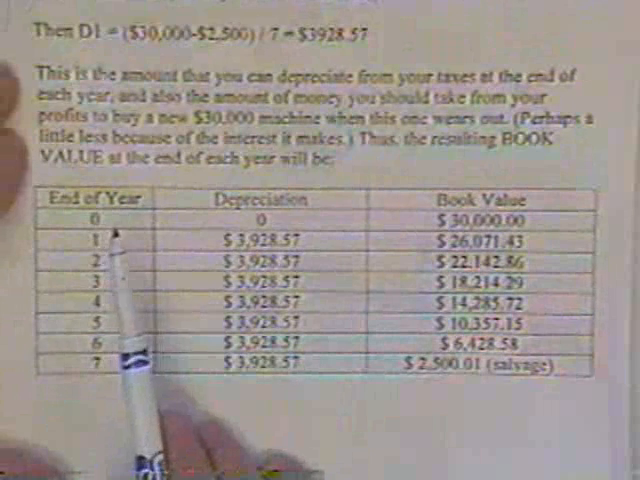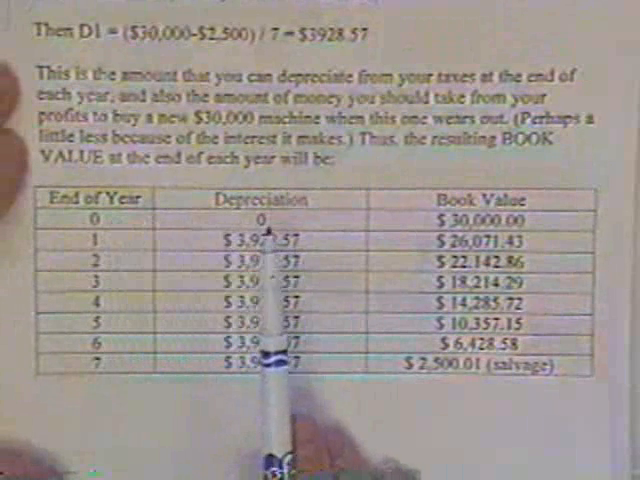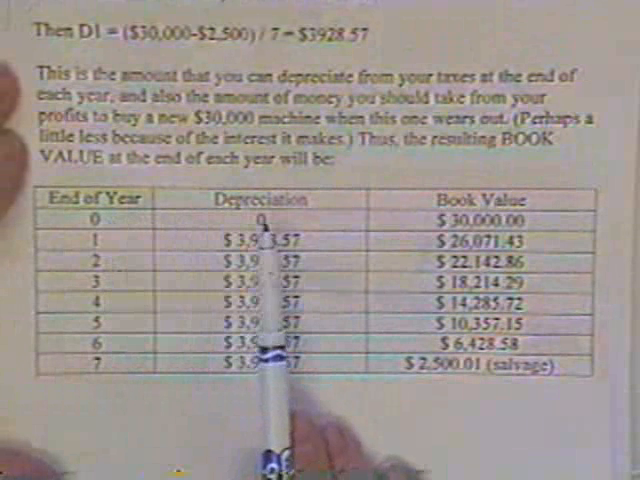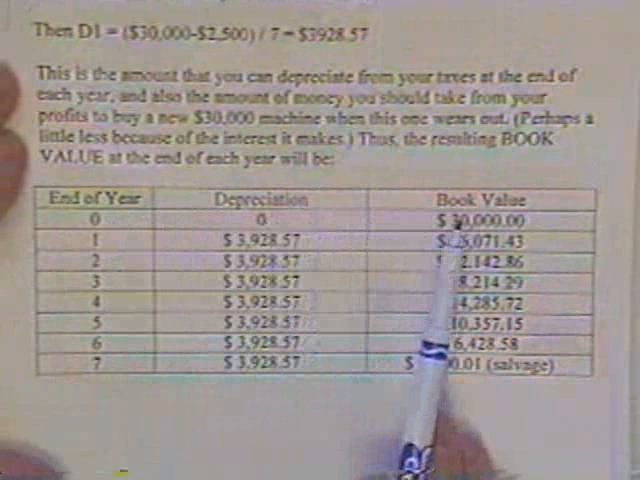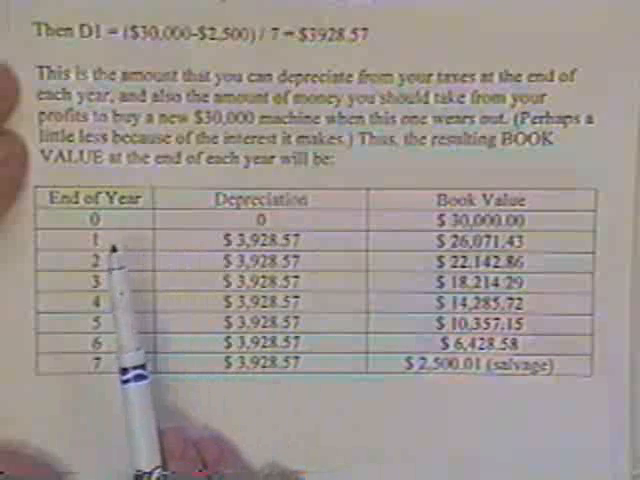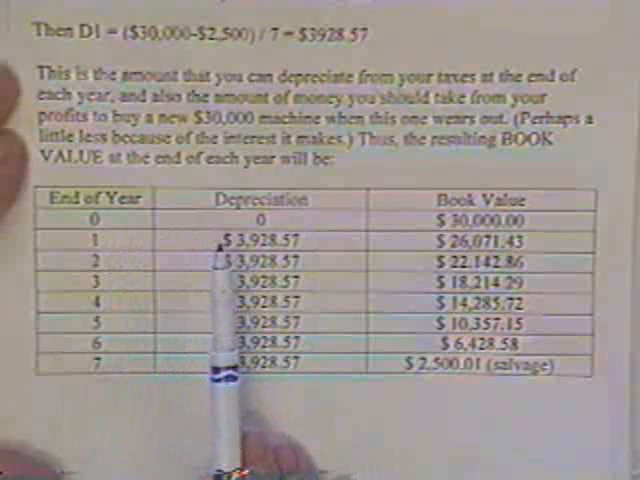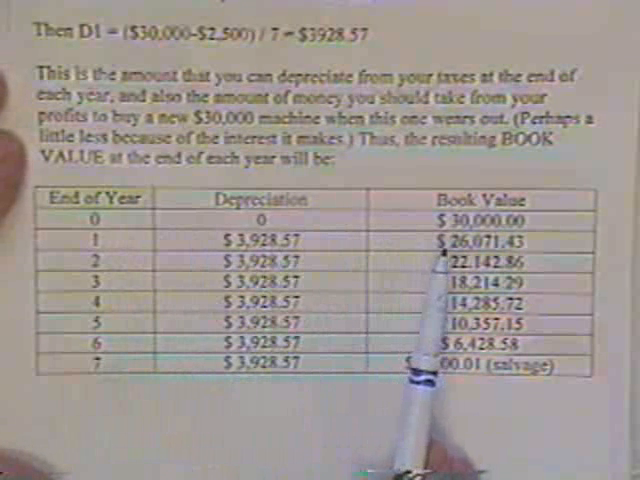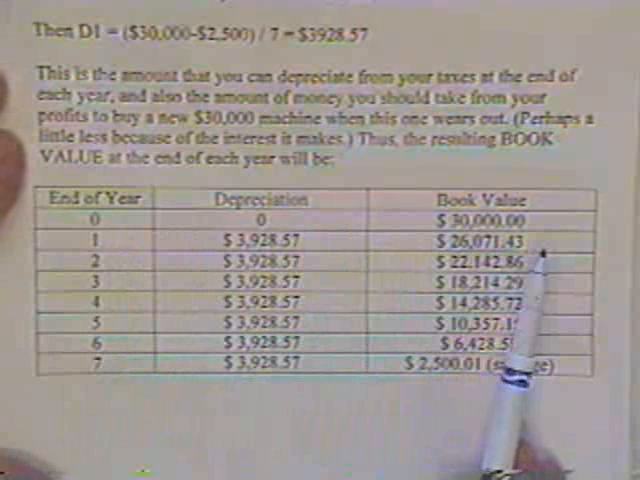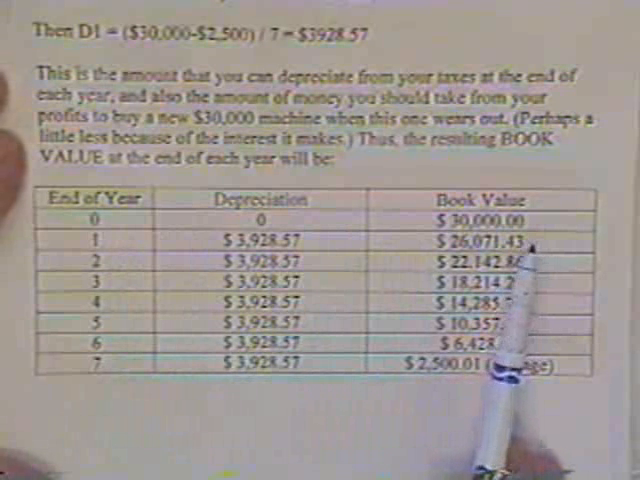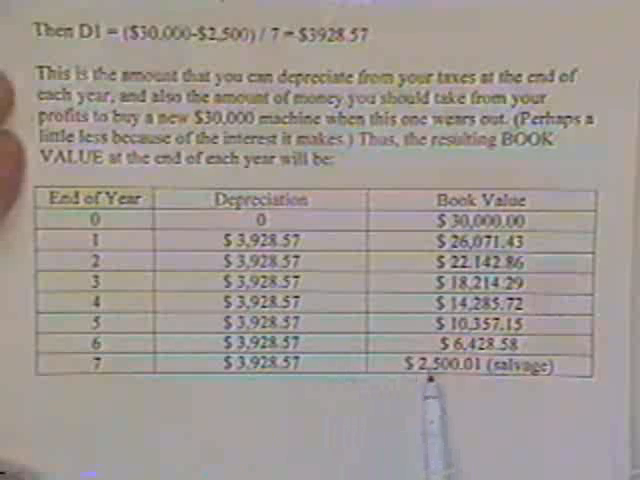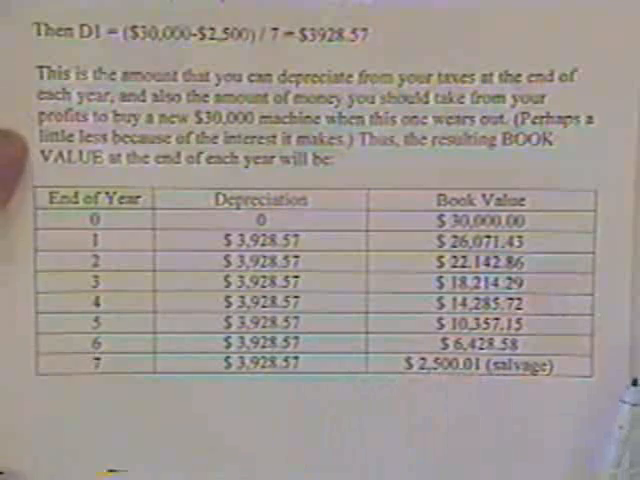So, here would be the book value. At the end of the day you bought it, you don't get to depreciate it, and it has a book value of $30,000. At the end of the first year, it's got wear and tear of a year on it. You can depreciate $3,928, and therefore it leaves you a remaining book value of $26,071, and so on until you get down to the end, and you ought to come out with a salvage value pretty close to $2,500.